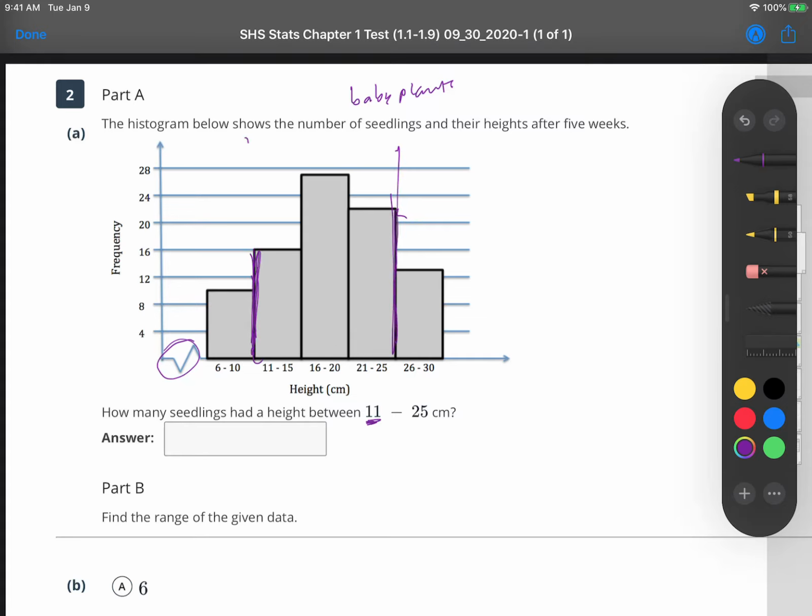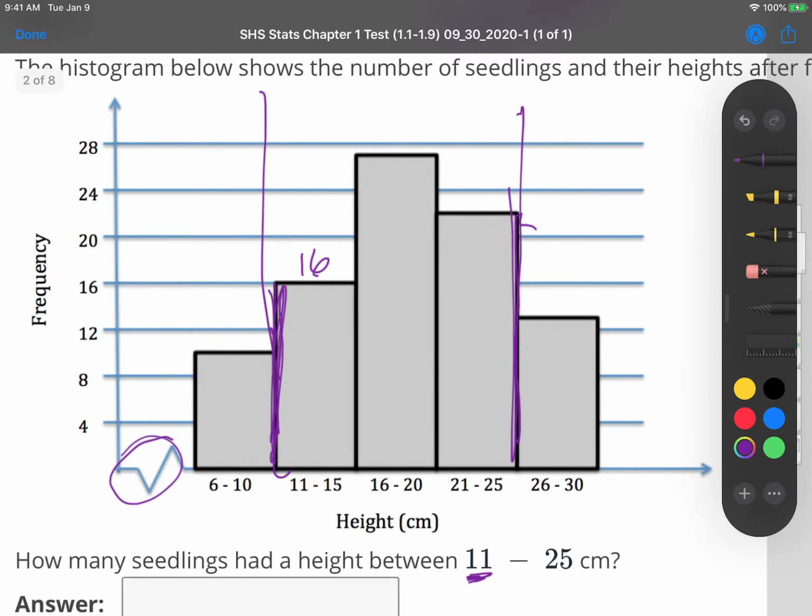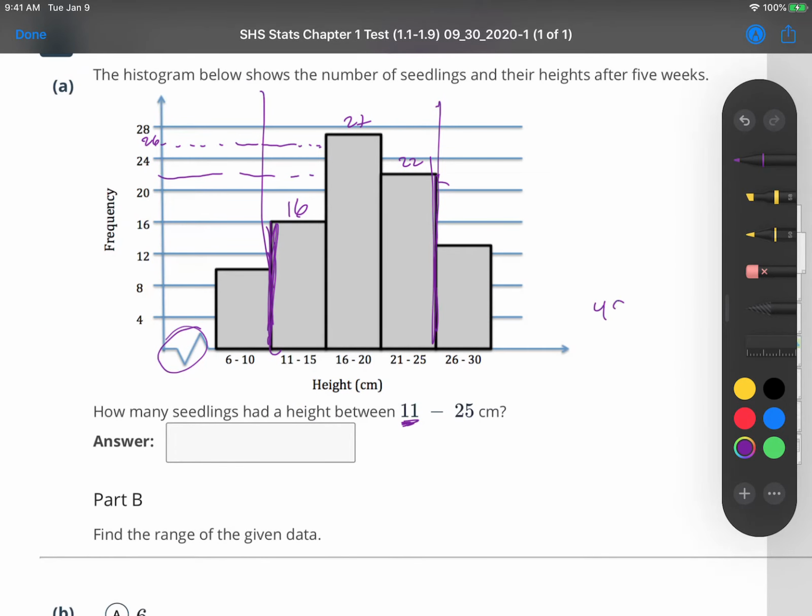So they basically want to know the heights of these. So I have 16. Okay, this one, that would be about 26. So this is 27, and this one looks to be like 22. So if I add those together, 49 plus 16, I get 65. So my answer is 65 seedlings have a height between 11 and 25 centimeters on this histogram.